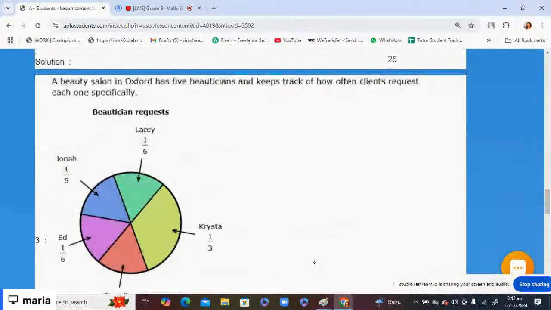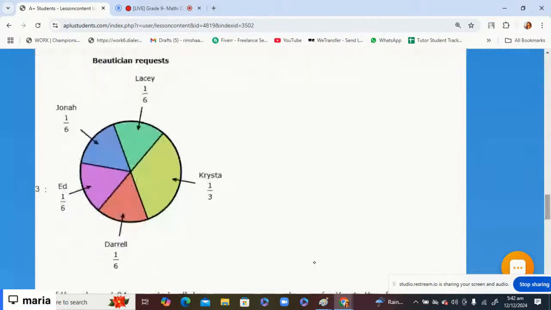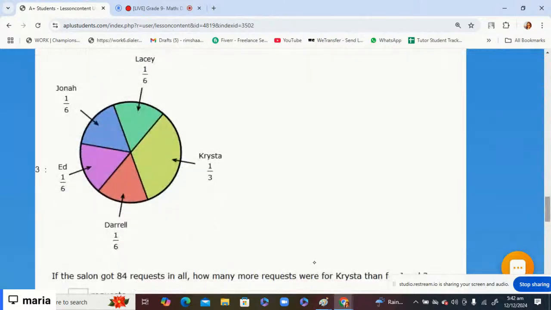Okay, guys. A beauty salon in Oxford has 5 beauticians and keeps track of how often clients request each one specifically. Beautician requests are Lassie, Krista, Daryl, Ed, and Jonah. 1 by 6, 1 by 3, 1 by 6, 1 by 6. Mostly these four are the same, and one is a greater part, Krista.